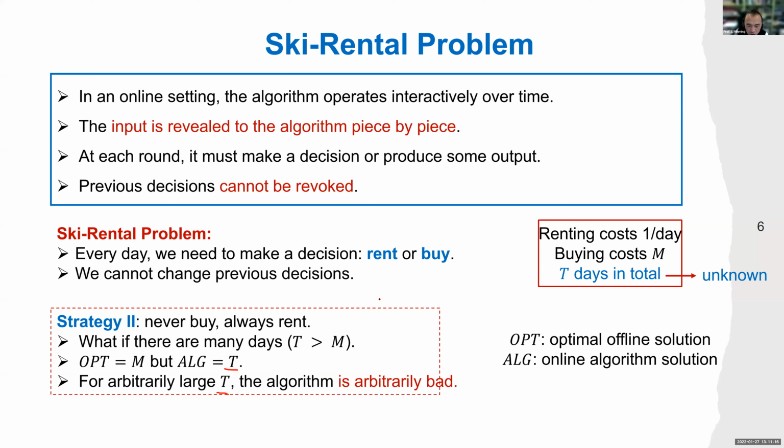Now, this is even worse than the earlier one, because in the earlier one, the ratio is M. Although M can be very large, still it's an input, okay? But now for this one, T is not input, and T can be arbitrarily large, and that makes the ratio T over M very, very bad. It can be as bad as possible, right? So these two strategies are not going to make it, all right?